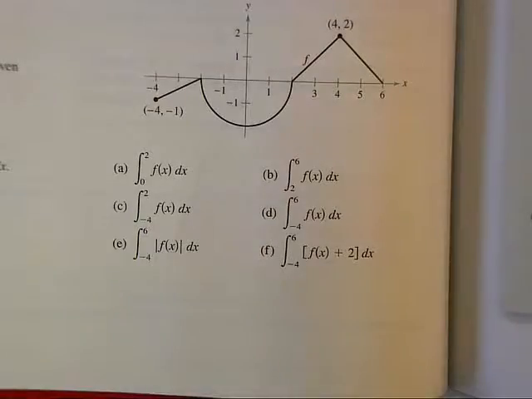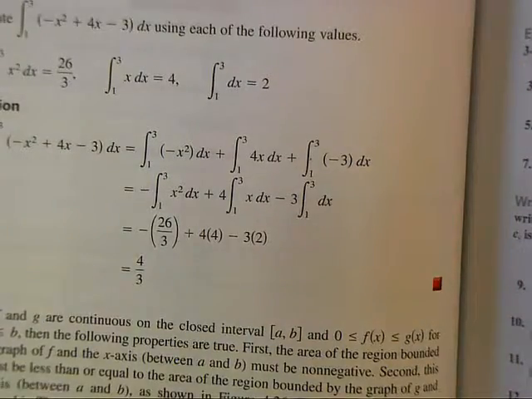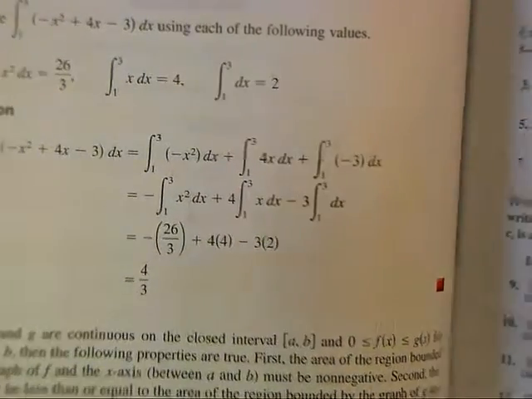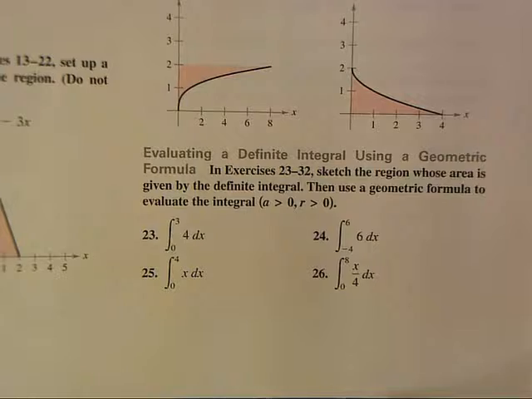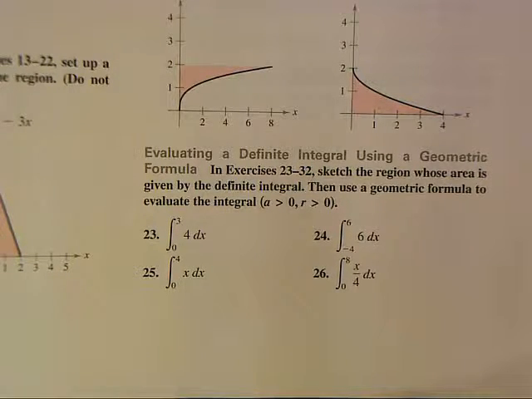Can we do number 25 from the book? Number 25. Sketch the region whose area is given by the definite integral, then use a geometric formula. All right, so it gives us the integral from 0 to 4 of x dx.